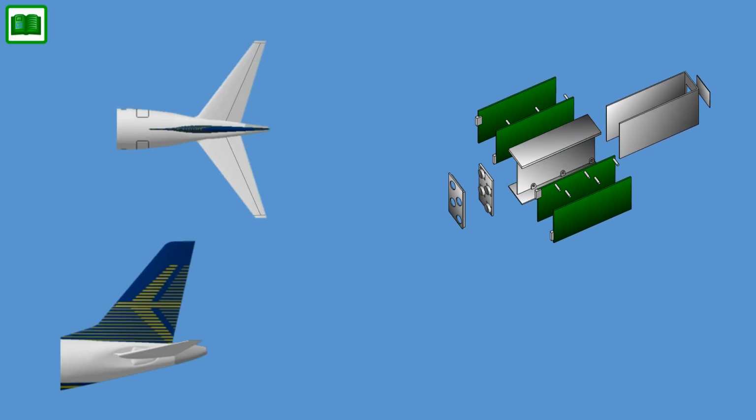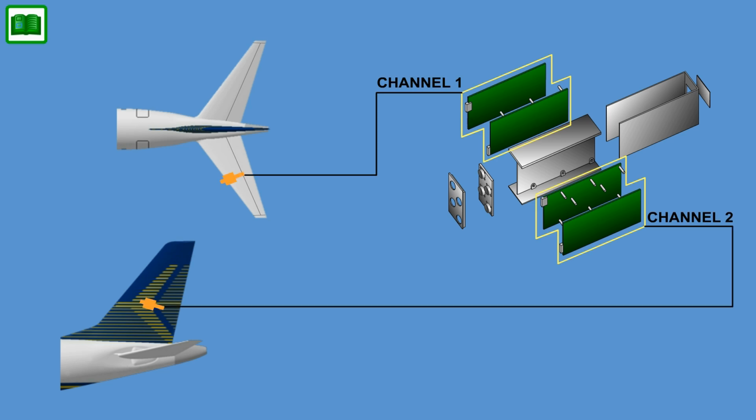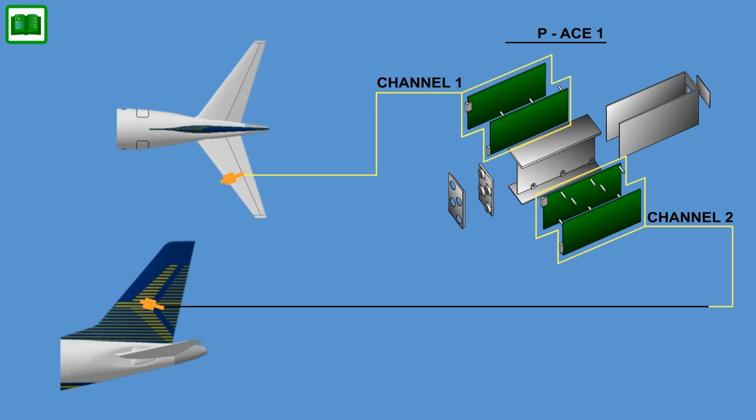Each ACE unit contains 2 independent channels, providing the direct connection of the cockpit controls to the respective actuators, effectively replacing the cable mechanism of a conventional aircraft. For example, primary ACE-1 controls the left outboard elevator actuator through channel 1 and the lower rudder actuator through channel 2.